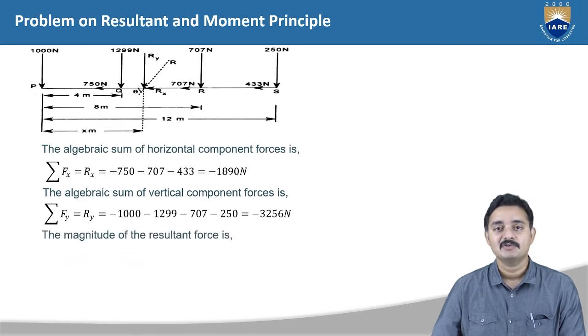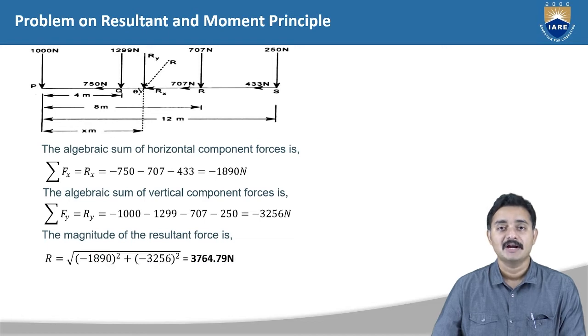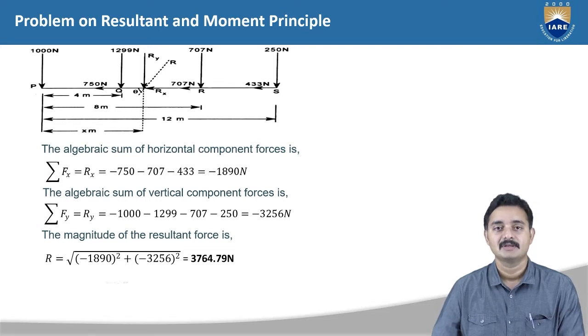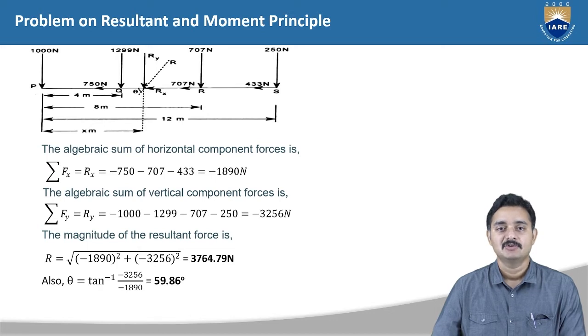So the magnitude of the resultant force is R is equal to under root minus 1890 square plus minus 3256 square, that is equal to 3764.79 Newton. This is the magnitude of the resultant. Also, theta is equal to tan inverse 3256 by 1890. That gives the value as 59.86 degrees. So this is the inclination of the resultant.